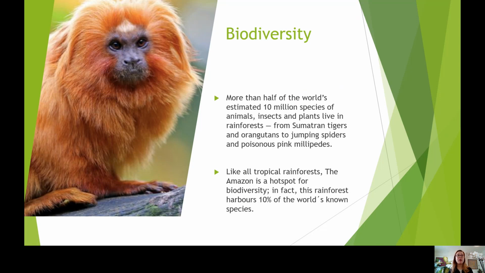Let's learn some more about biodiversity. More than half of the world's estimated 10 million species of animals, insects, and plants live in rainforests. More than half of the world's species. Imagine that. So these include Sumatran tigers, orangutans, and jumping spiders, and poisonous pink millipedes. You won't believe the types of animals you can find in the Amazon forest. Like all tropical rainforests, the Amazon is a hotspot for biodiversity. In fact, this rainforest harbors 10% of the world's known species.